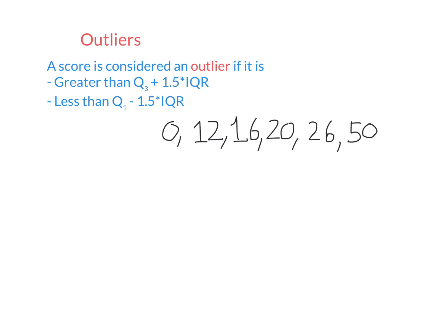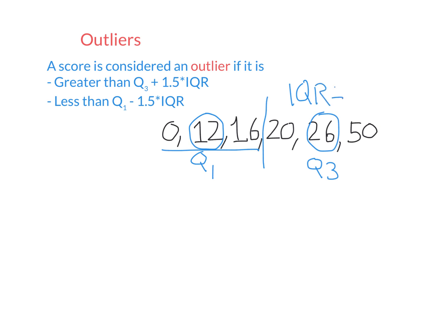So the first thing we need to do here is identify Q1 and Q3. There are 6 scores. I divide them into 2. So for the bottom half here, 12 is the median, so that's Q1. Similarly, the median of the top half is Q3. So the interquartile range here is 26 minus 12, which is 14. So let's go ahead and check whether 0 and 50 are in fact outliers.